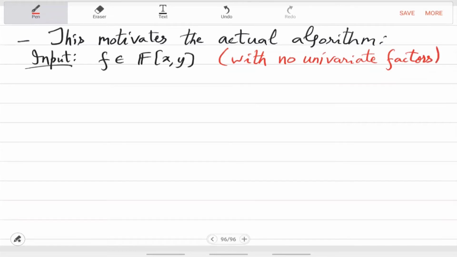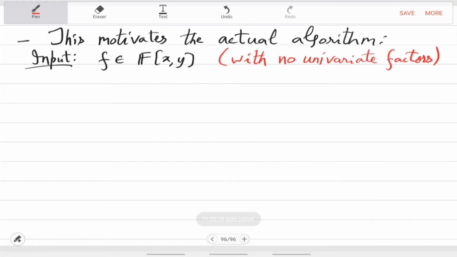If there are univariate factors, then you can find them anyway. If there is a univariate in x factor, then you can just set y and factorize by using the univariate factoring algorithm that you have as a subroutine. And symmetrically, if there is a univariate in y factor, you factorize with respect to that by fixing x. So, we will not worry about the univariate factors. For F, we are interested in the bivariate factors.